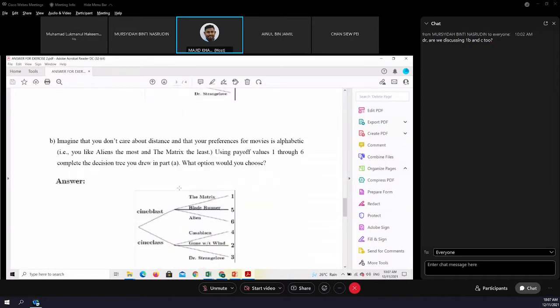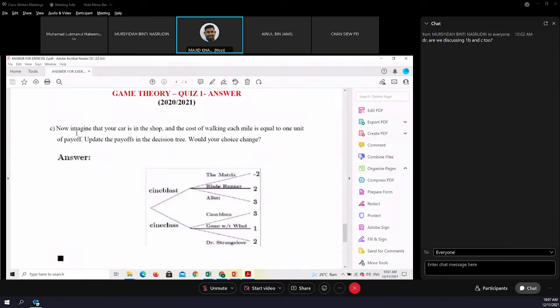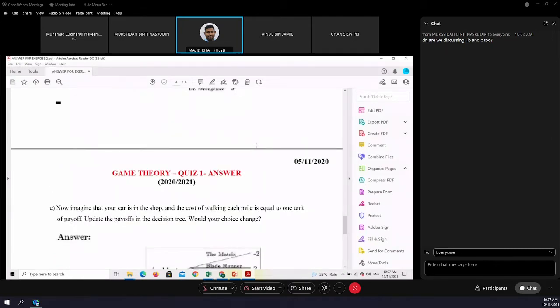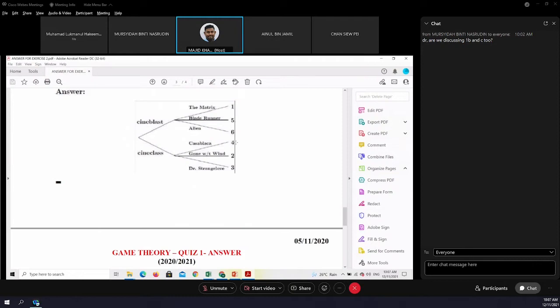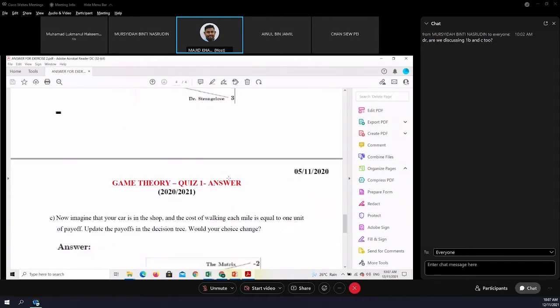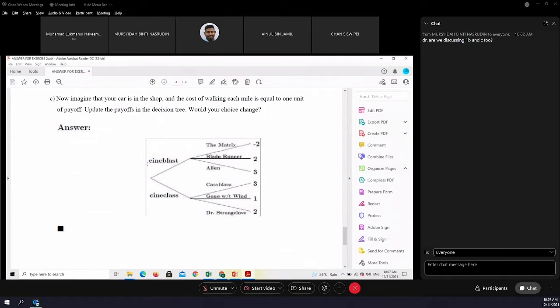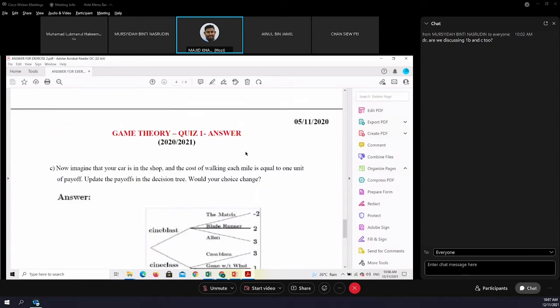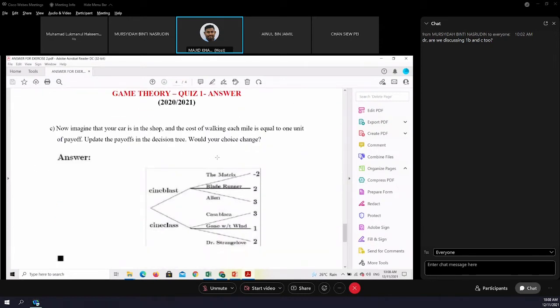So for question number C, let's imagine that your car is in the shop and the cost of walking each mile is equal to 1 unit of payoff. This is the current payoff in question B, according to your preference. But now we already know that if you want to go for the Sign Blast, it will take 3 miles from your home, and for Sign Plus, it will take 1 mile from your home. That's why when you want to calculate a new payoff, the cost of walking each mile equals 1 unit of payoff.